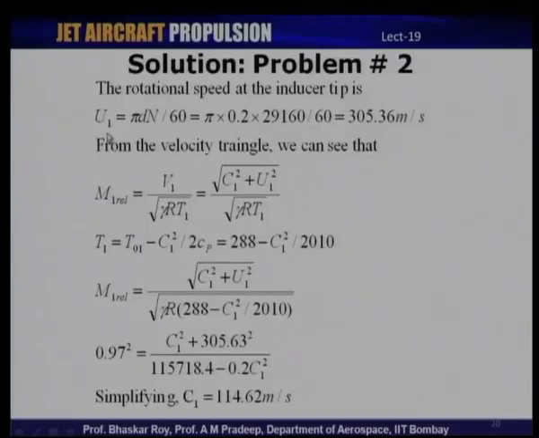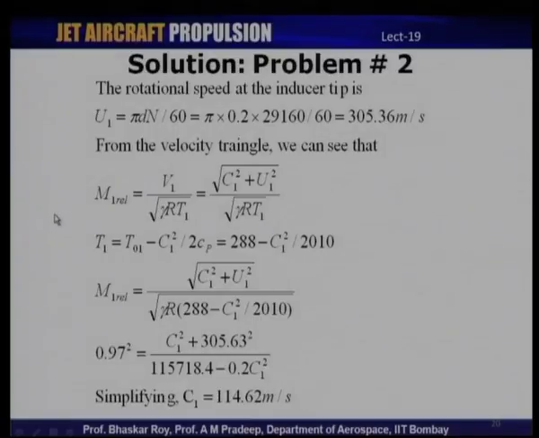So, in this case, the rotational speed is given, the tip diameter of the inducer is given as 20 centimeters, and therefore, we can calculate the blade speed U1, which is pi into DN divided by 60, which is pi into 0.2 into 29,160 divided by 60, where 29,160 is the speed of rotation in rpm. So, we get the blade speed as 305.36 meters per second.